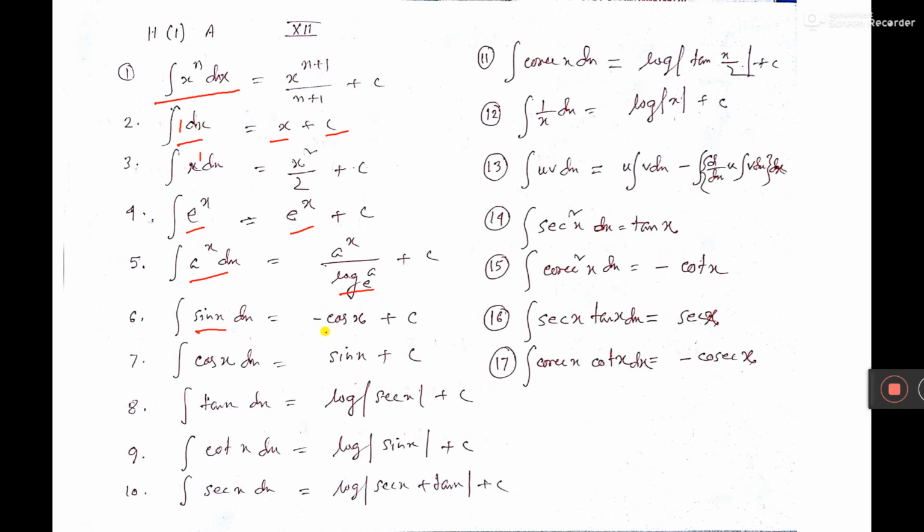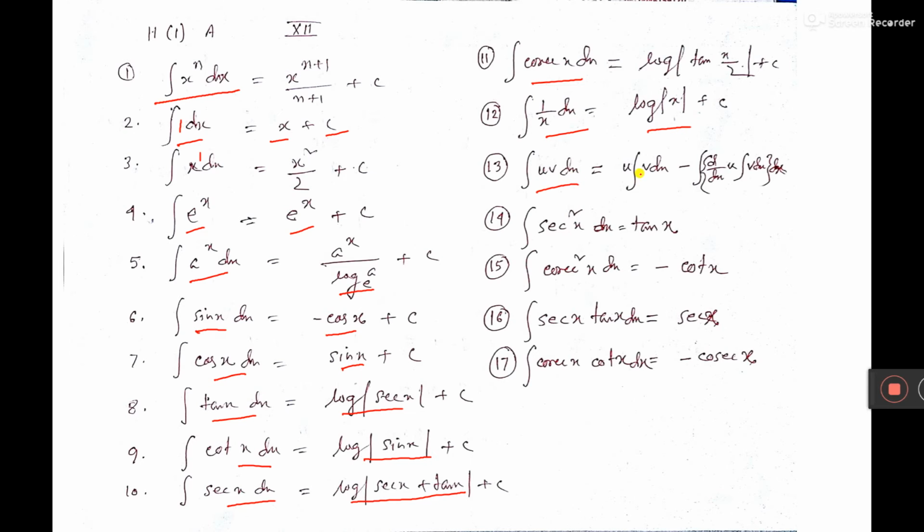Integration of sin x is equal to minus cos x plus c. Cos x integration is sin x plus c. Tan x integration is log sec x plus c. Cot x integration is log sin x plus c. Sec x integration is log sec x plus tan x plus c. And cosec x integration is log tan x by 2. Integration 1 by x dx is equal to log mod x.